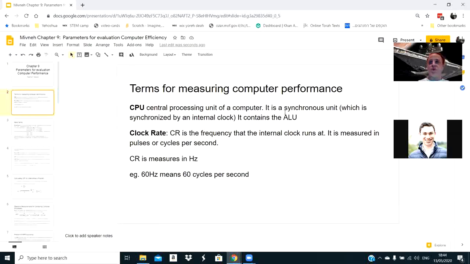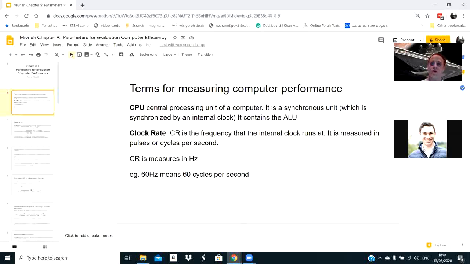The terms for measuring computer performance are the following. First, we're going to learn a bunch of terms so we can use them later. The CPU, that is the central processing unit of the computer. I hope you know what a CPU is. It's basically the processor. It's a synchronous unit, which means it's synchronized by an internal clock. Synchronous is from the Greek word syn, which means with, and chron, time. So it is with time, means it has a clock that runs it.